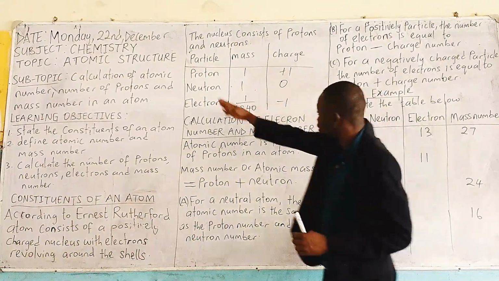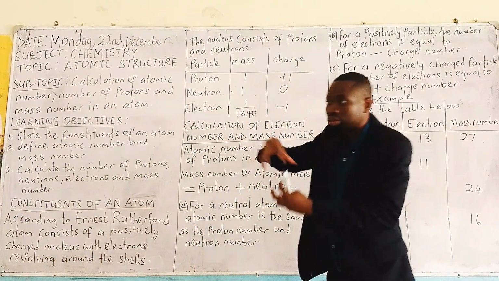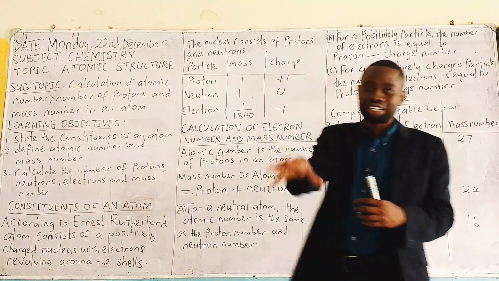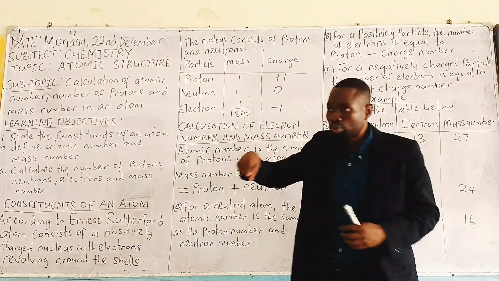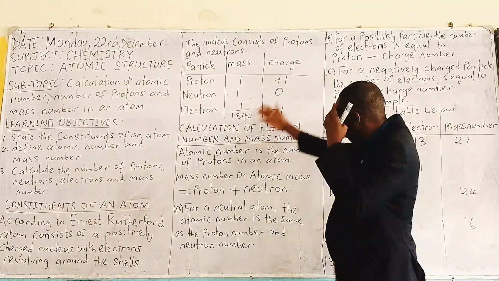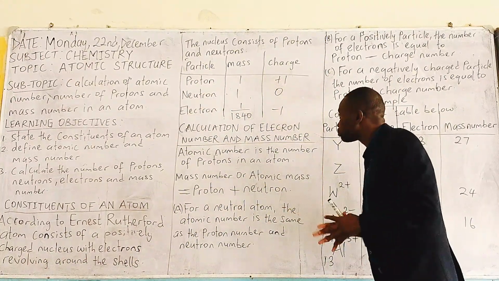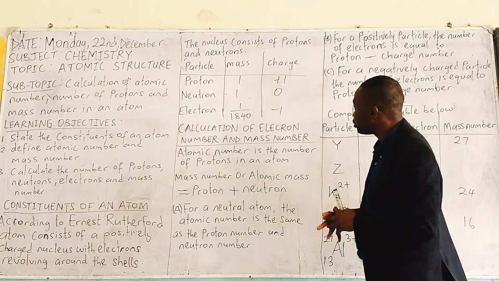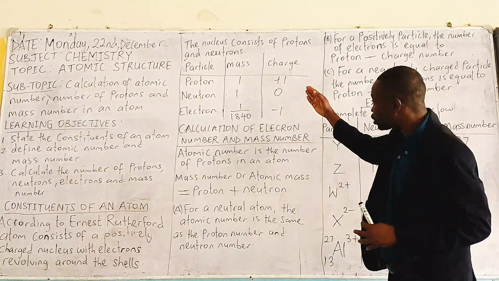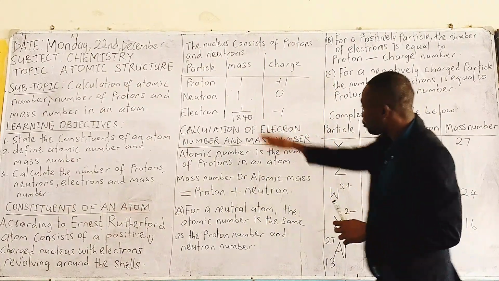And look at this table. This is the proton, this is the neutron, and this is the electron. The proton and the neutron are inside the nucleus, which is the center of the atom. The electron revolves around the shells of the atom. From this table, you can see protons are positively charged, neutrons have no charge, while electrons are negatively charged. So protons are positively charged particles, electrons are negatively charged particles.